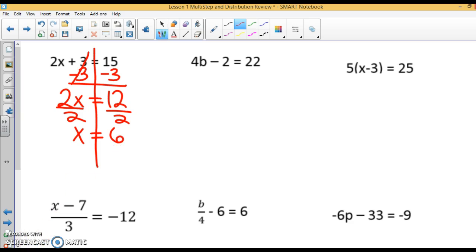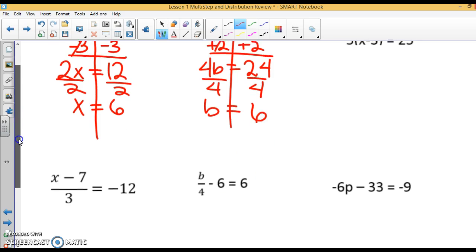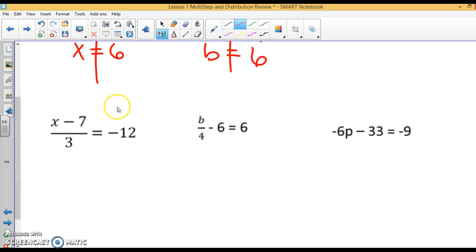Okay. Now over here, we'll do the same thing. Split up my sides. I want to get b by itself, so I have to add 2 to both sides. I'm left with 4b equals 24. Divide by 4, and I get b equals 6. Okay. I want to jump down to these next 2. This one and this one.